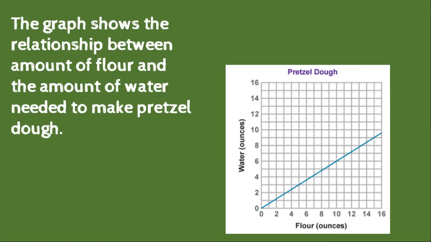The graph shows the relationship between amount of flour and the amount of water needed to make pretzel dough. What is the ratio of flour to water? Well, the easiest way to find ratio in a line graph would be to find every place where there's an exact intersection between a whole number and the line. And in this case, we have these 3 points.